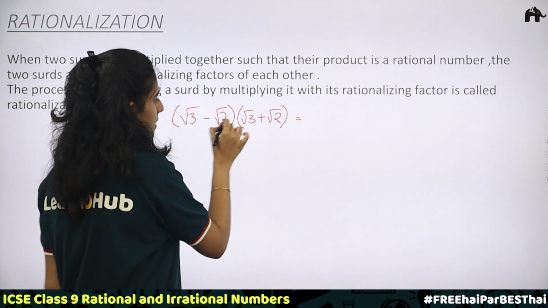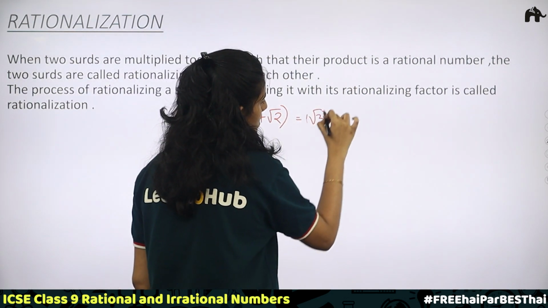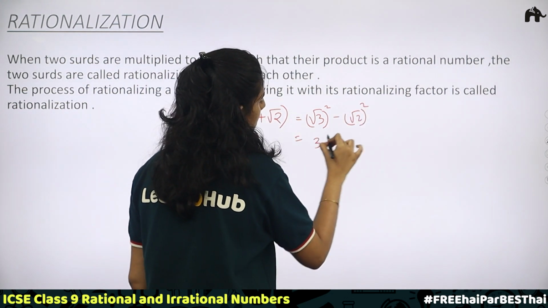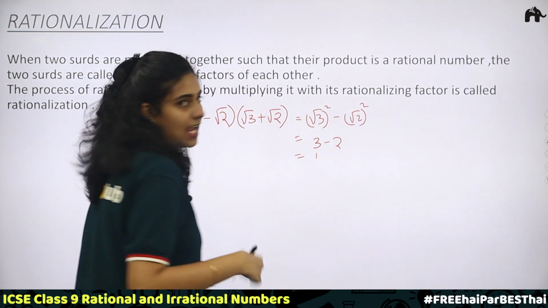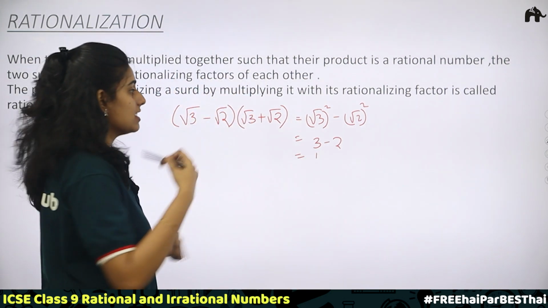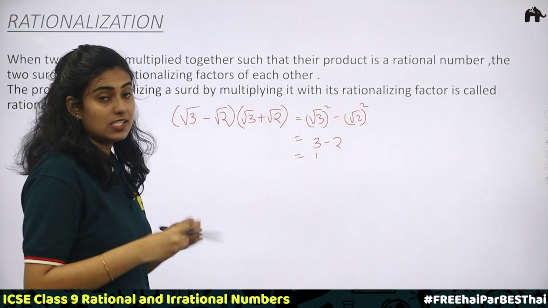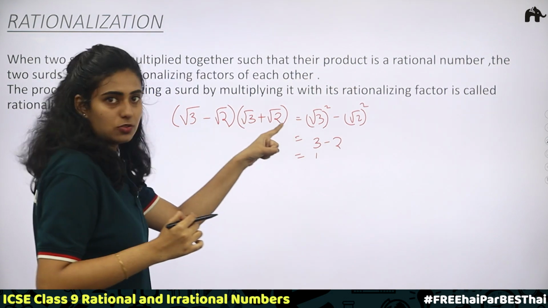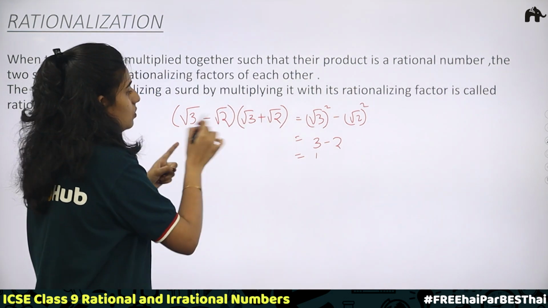What do we get? (a plus b) into (a minus b): root 3 square minus root 2 square, which is equal to 3 minus 2, that is 1, which is a rational number. So we can say that for this surd, root 3 minus root 2, the rationalizing factor is root 3 plus root 2. That is a conjugate surd. Similarly, vice versa: for root 3 plus root 2, the rationalizing factor is root 3 minus root 2.